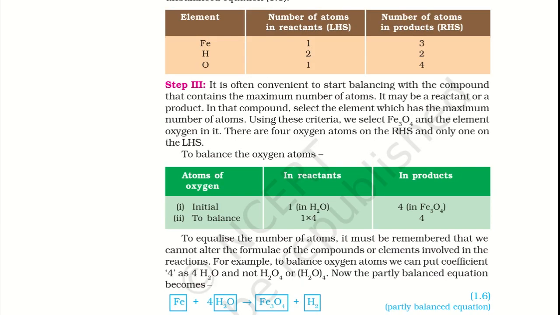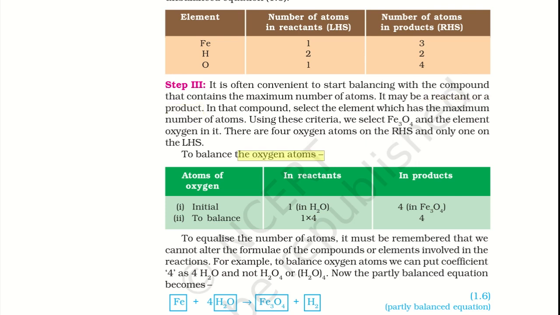So to balance the equation, it is more convenient to start balancing with the element that has the maximum difference in the number of atoms. Here the maximum difference is in oxygen, with 4. We have to start balancing the oxygen first. It may be in a reactant or a product, it may be anywhere, but you have to start with the element having the maximum difference. Now let's see how to balance the equation.